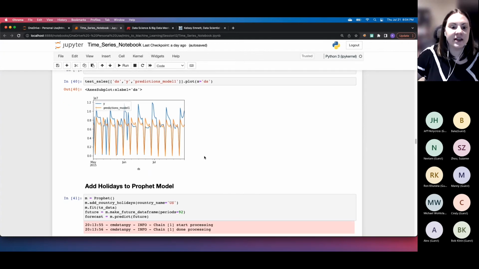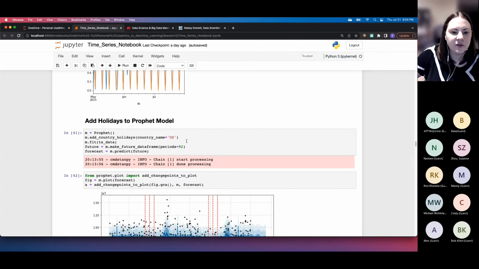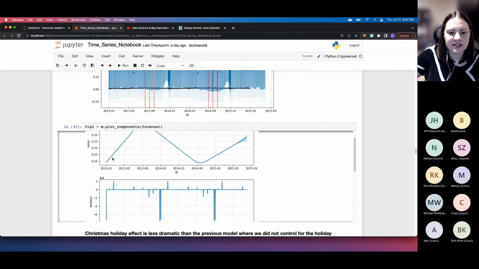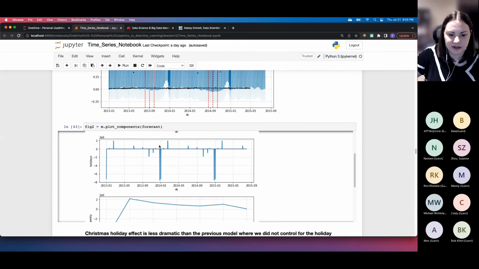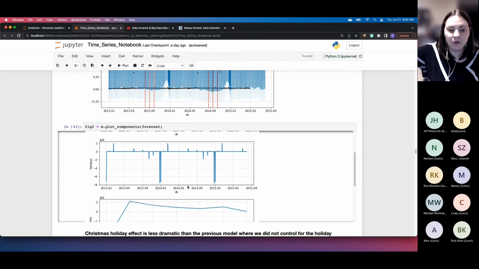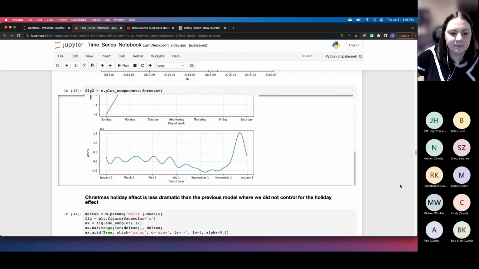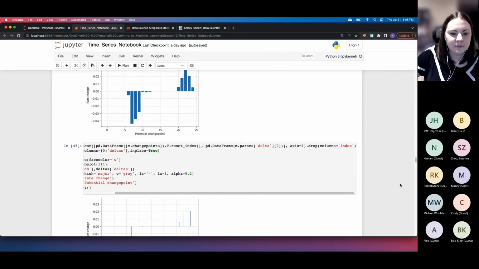For the rest of them, I changed or tweaked a couple things. In this one, I added the country holidays, so US holidays. You can see here, this is what our holiday effect looks like. So we can see that on the holiday itself, the store's usually closed, so you're usually going to see a big drop. And then you're going to see a spike before it. That's generally what you see in retail. Our weekly and yearly seasonality again, and our change points.